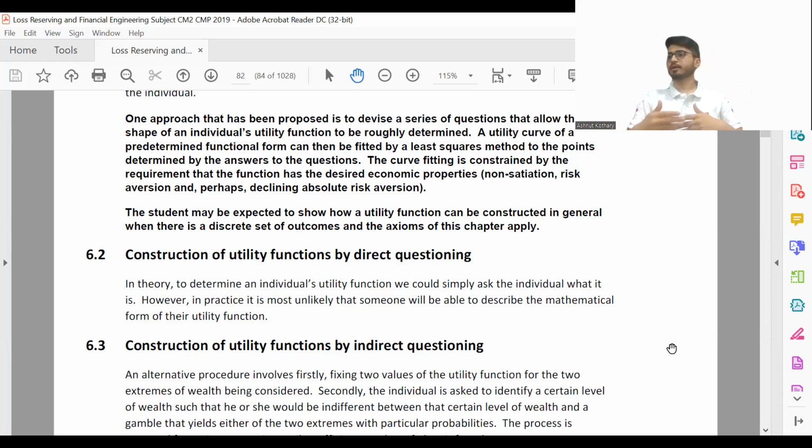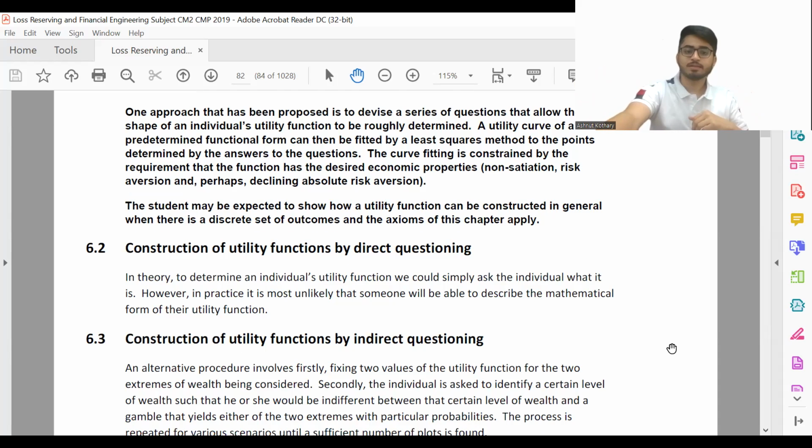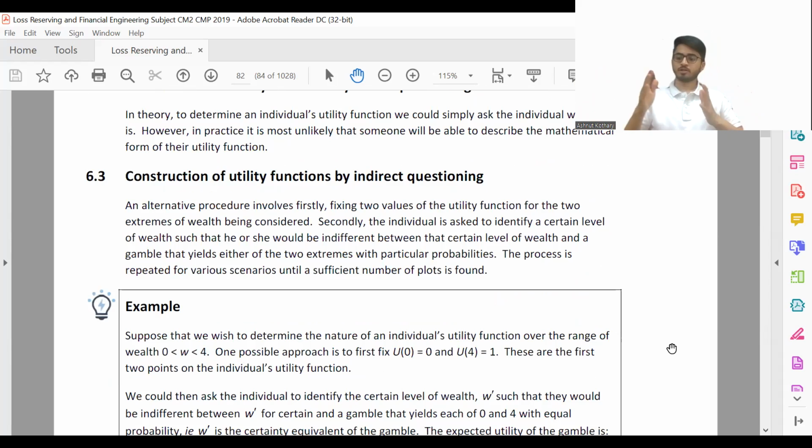Another way is through indirect questioning. So what happens here is, let's say we specify the lower range and the upper range of wealth you can possess. Say the lower range is 0 rupees, upper range is 1 crore. And I will say that the utility of your wealth at the lower range is 0 and at the upper end is nothing but 1. Now I start with, you are given an option wherein you can either have 0 rupees or 1 crore rupees with equal probability. What amount of fixed money do you need to not take the gamble?